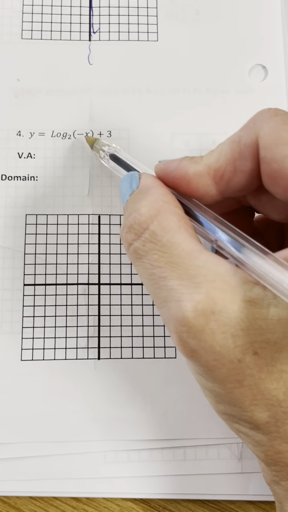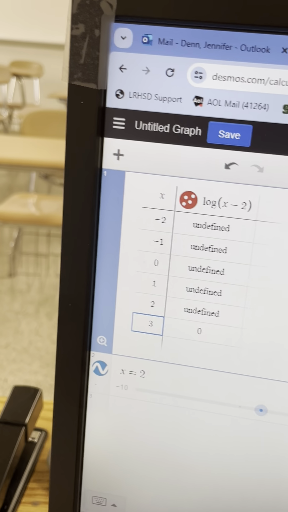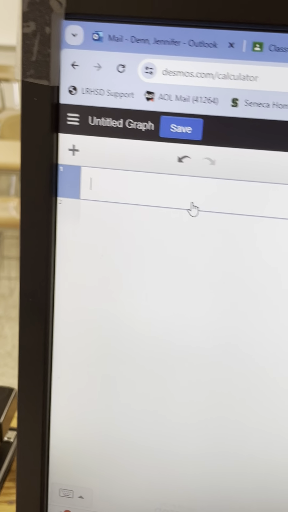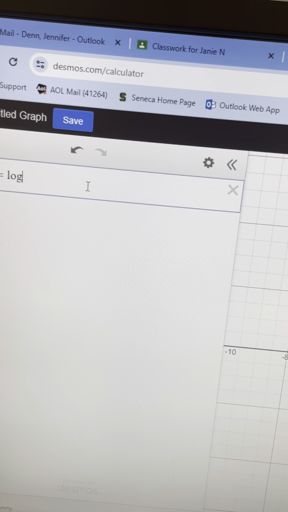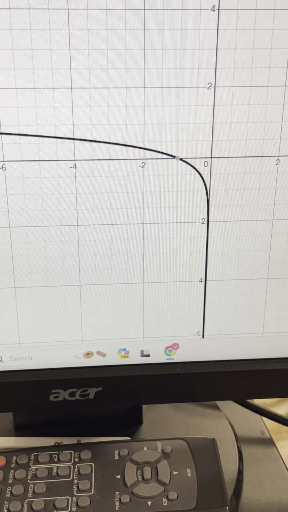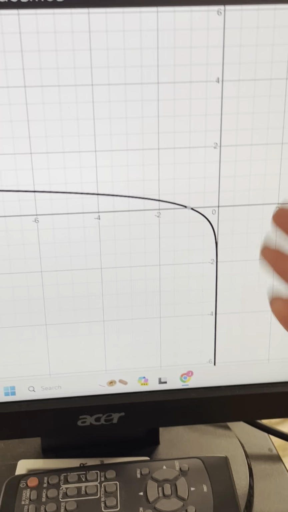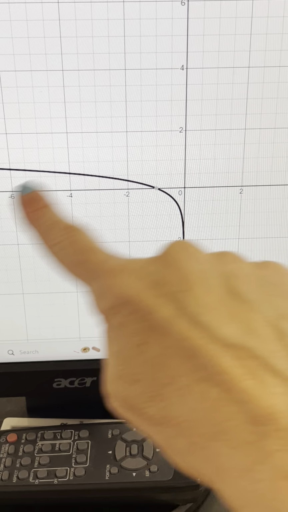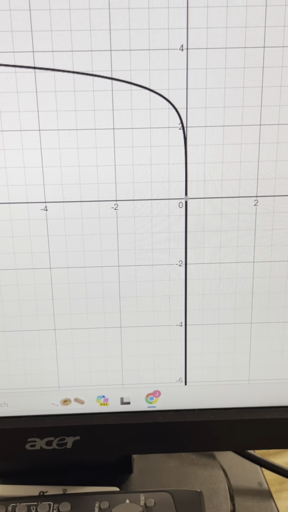All right, for this one, now they've made my x negative. Well, what happens? I don't know, let's go up and see. So let's start over here. Let's put in y equals log parentheses negative x. Okay, look what it did. It took my log and flipped it over that vertical asymptote. So now my graph, instead of being over here, is on the left. And then I have a +3. Okay, that just moved me up 3.